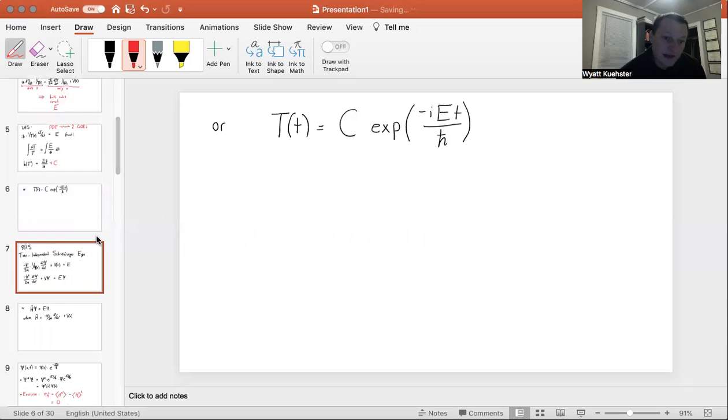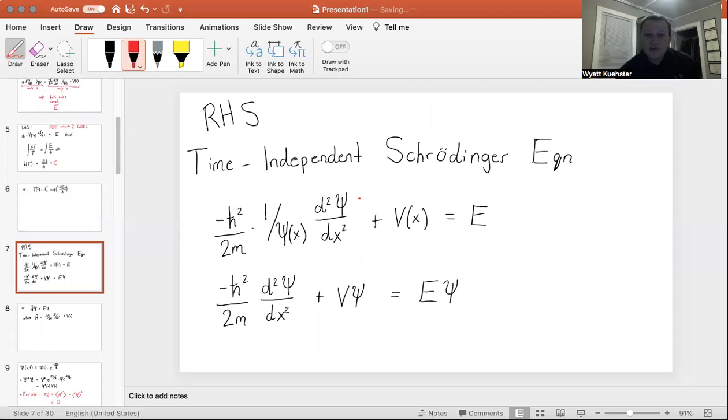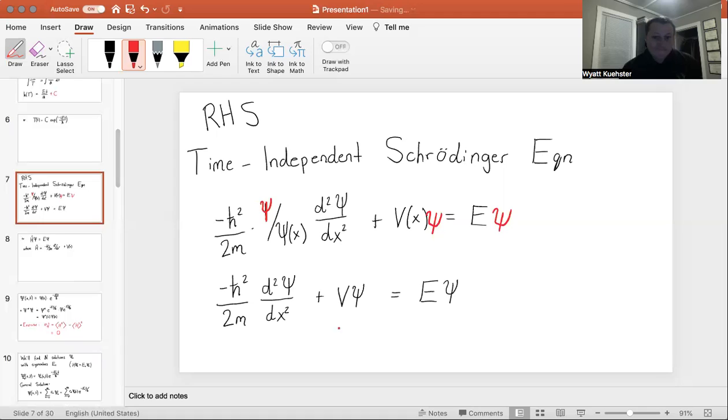And then on the right-hand side, if I set this equal to E, and then multiply everything back through by psi, what's that? All that is the time-independent Schrodinger equation that we talked about super early on in the semester. We won't solve this right now, but the solutions to this are time-independent psi's.